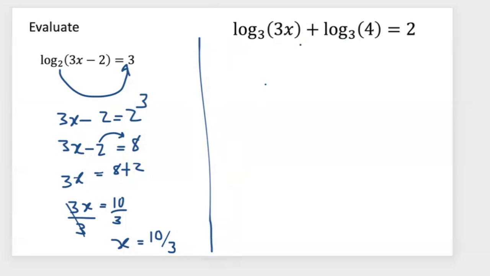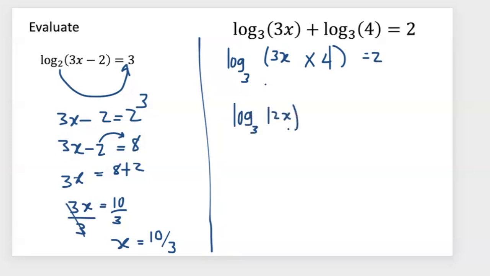Now here you have log base 3 of 3x plus log base 3 of 4 equal 2. So with log, when you add, you multiply. So you write the log once with the base. Then you multiply 3x times 4. So it's going to be 3x multiplied by 4 equal 2. So 3 times 4 is 12. So this is log base 3 of 12x equal 2. Then write it in exponential form.